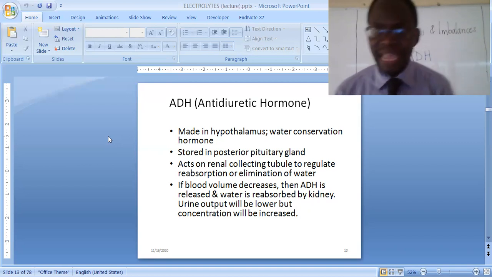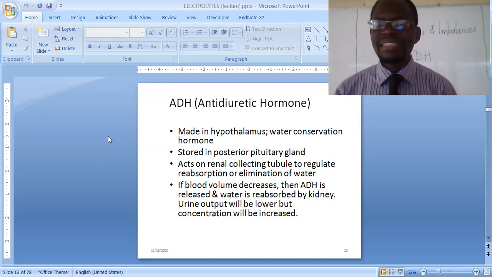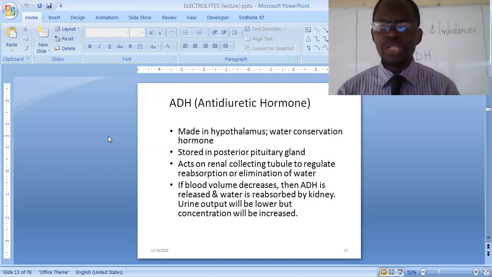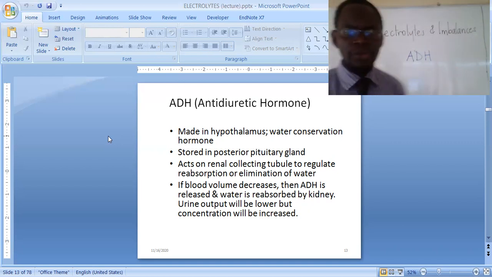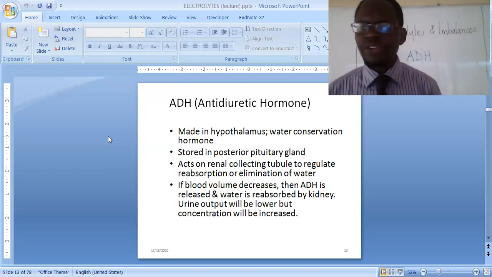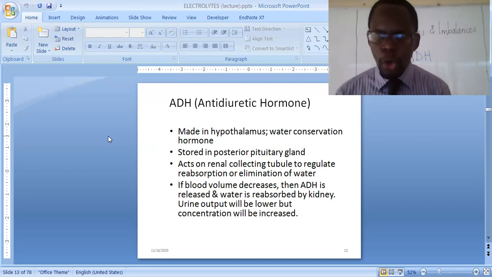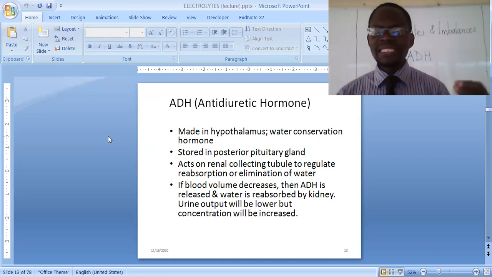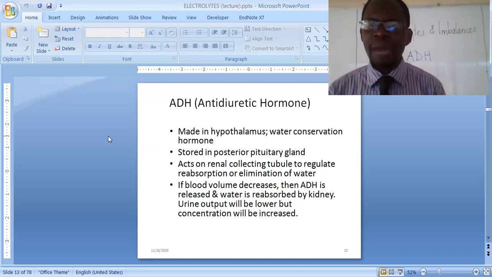So that basically means that in cases of dehydration or in cases where you really need water, this ADH is in high amount to bring about water reabsorption in our bodies. Now, if the blood volume decreases, then we have ADH released and then water reabsorbed by the kidneys. And if the blood volume is too much, then there's what we call a negative feedback. It causes the ADH not to be released, and therefore it reduces in amount and therefore a reduction in water absorption.